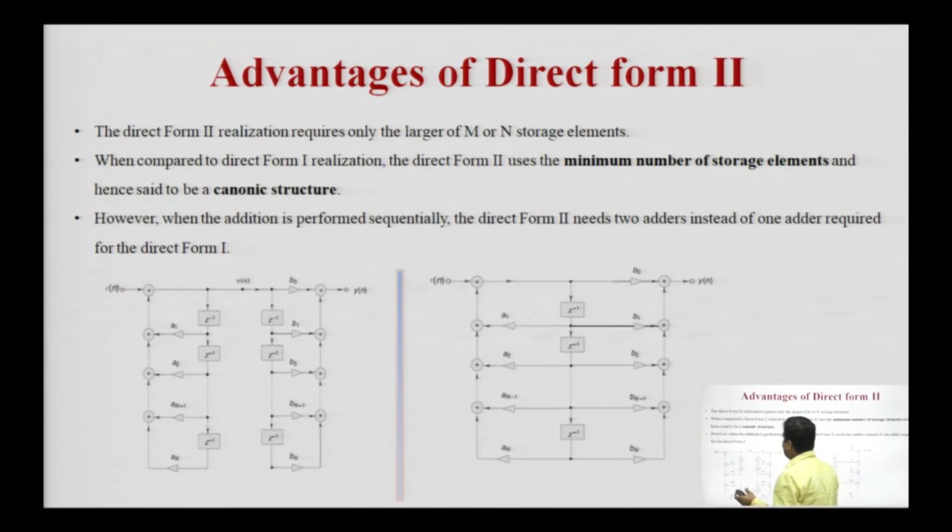Now, we will see here the advantages of direct form 2. What are the advantages? So, direct form 2 means canonic structure. Since canonic structure is not possible in direct form 1, but it is possible in direct form 2. How? Because in direct form 2, whenever you realize your system, the order of the system is always equal to your number of delay elements.